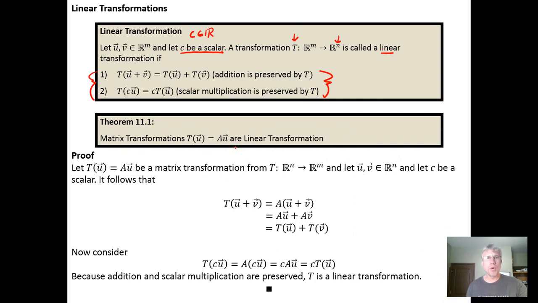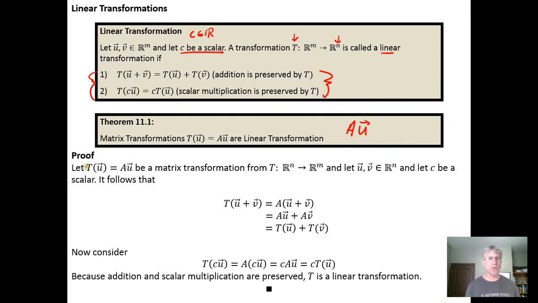Now in the previous homework, we looked at matrix transformations. We looked at transformations that were done by multiplying a transformation matrix by a vector and then sending it from Rm to Rn via this transformation matrix. And it turns out that matrix transformations are always linear transformations, and this result just comes straight from the properties of matrix multiplication and addition that we looked at earlier in the semester.